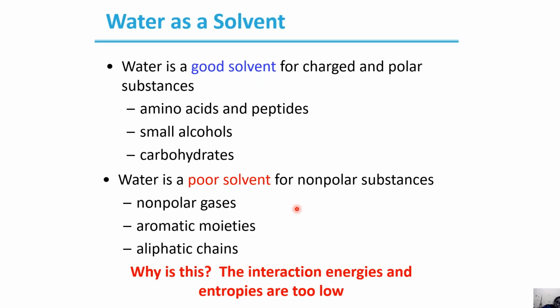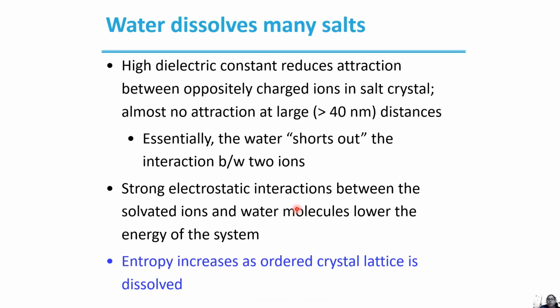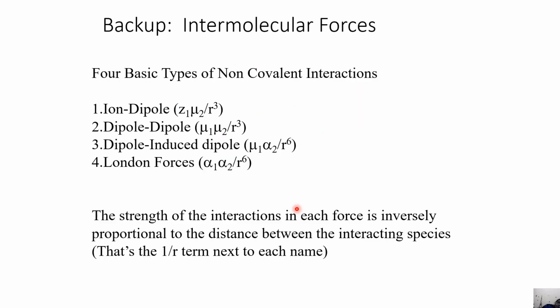So water is a good solvent for charged and polar substances, amino acids, peptides, small alcohols, carbohydrates, but it is a poor solvent for non-polar substances such as non-polar gases, aromatic moieties, and all of that. Okay. Now, water dissolves many salts. So there's a high dielectric constant that will reduce attraction between oppositely charged ions in salt crystal. Essentially, the water shorts out the interaction between the two ions, and strong electrostatic interactions between the solvated ions and water molecules will lower the energy of the system. So entropy increases as the ordered crystal lattice is dissolved.